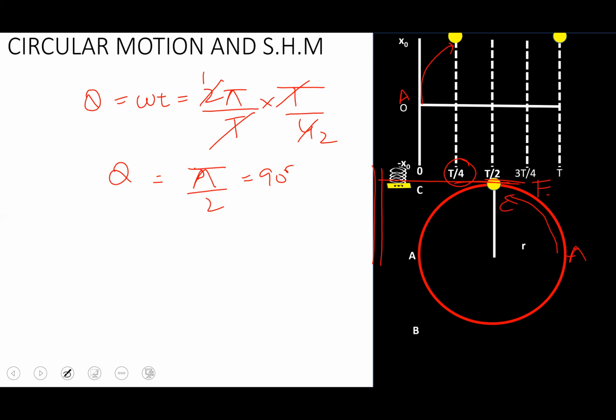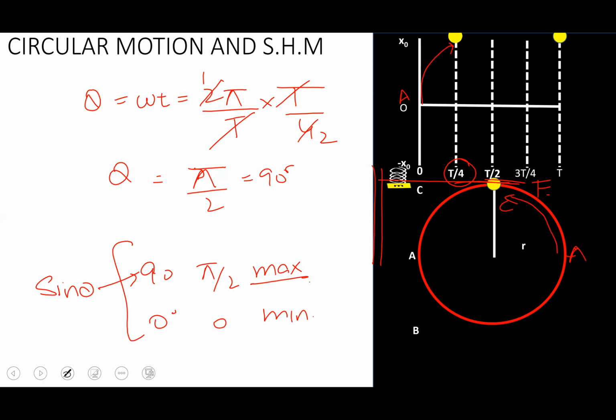Now, what is the function at which the value at 90 degrees or pi by 2 is maximum and the value at 0 degrees or 0 radians is minimum? Yes, that is a function of mathematics, that is sine theta. Sine 90 is the maximum value of sine and sine 0 is the minimum.